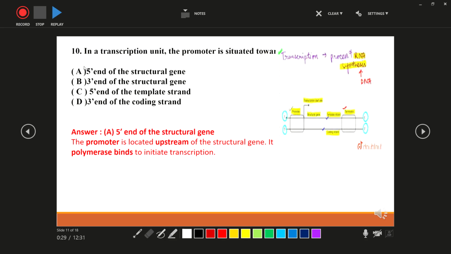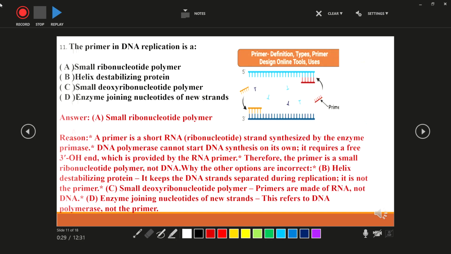Next one. In a transcription unit, the promoter is situated towards 5' end of the structural gene is the correct answer because the promoter is located upstream. See the picture of the structural gene. RNA polymerase binds to initiate transcription.